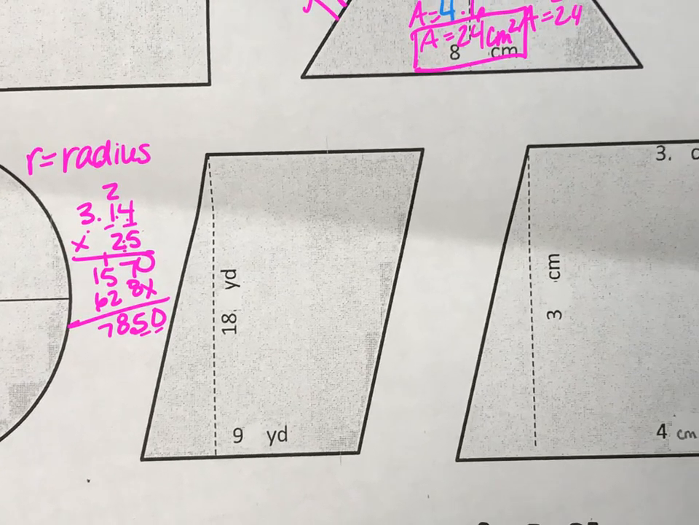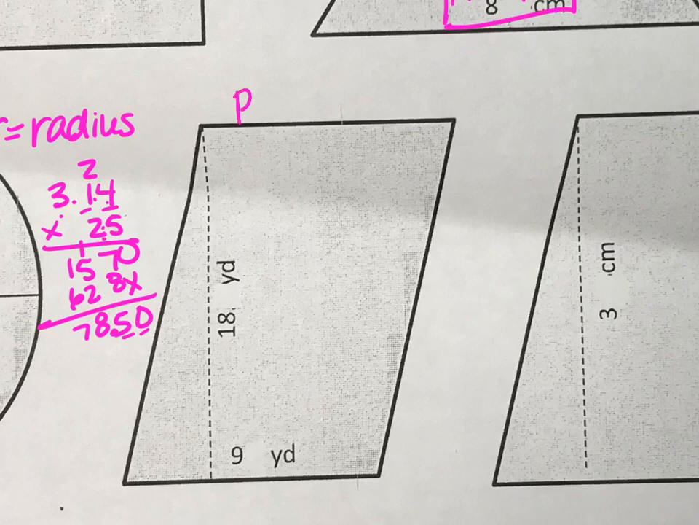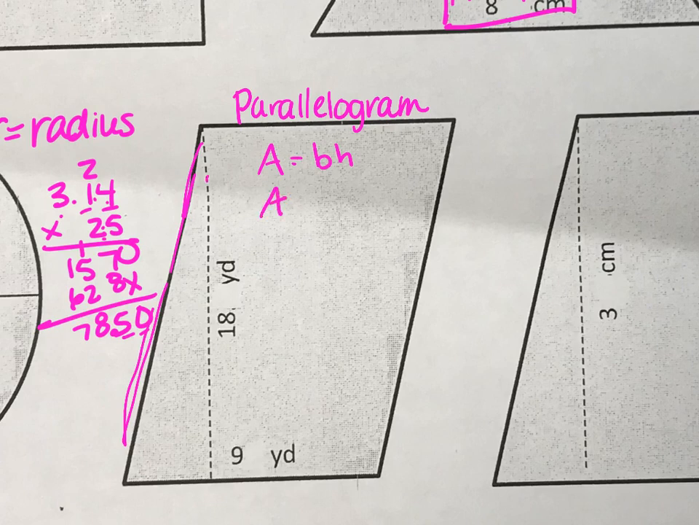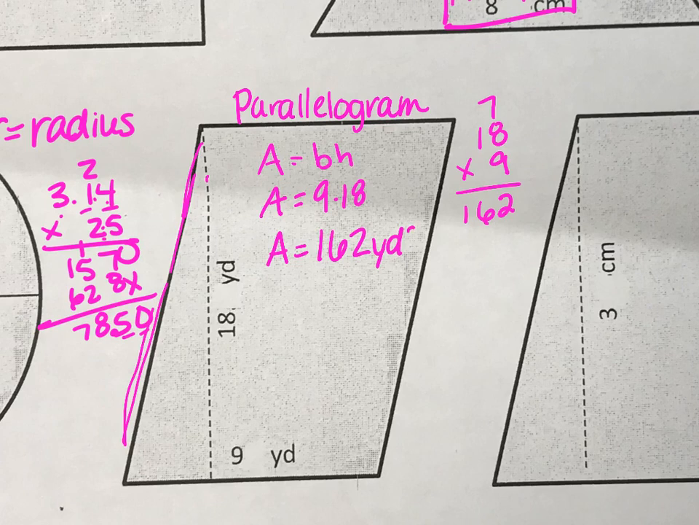Okay, this is a parallelogram. Okay, and on our formula chart it says area equals base times height. Remember that our height on this has to be the straight height, so it can't be this height. This is slanted, so it has to be this dotted one. So our base is 9, and our height is 18. I don't know 18 times 9. If you do, awesome. Okay, so I got area equals 162 yards squared.